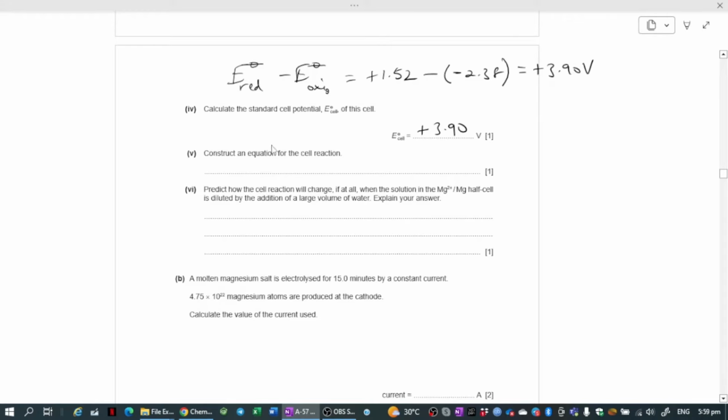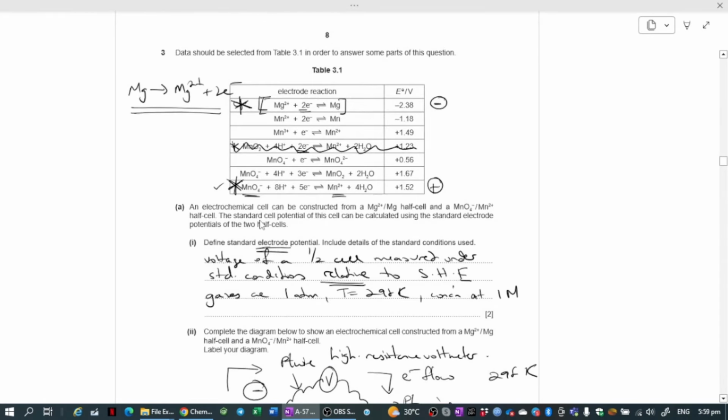The question then asks us to construct an equation for the cell reaction. So looking at our two cell reactions here, we have to balance the number of electrons in the species. I like to think of it as working with a simultaneous equation. You treat the electron as the variable to be eliminated. So we would multiply this magnesium reaction by 5, and you would multiply this manganate-manganese reaction by 2. That way, the electrons are annihilated and then we add the two reactions together.